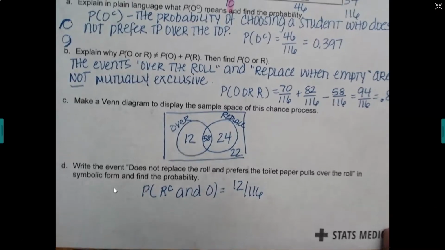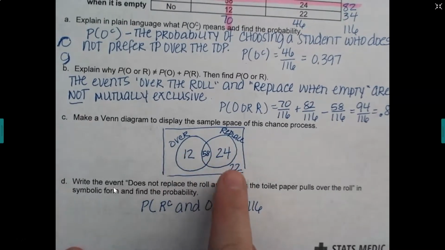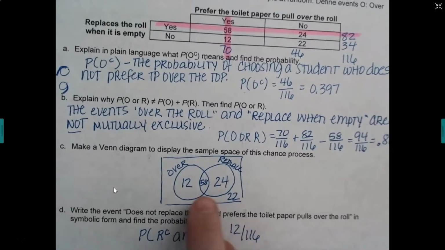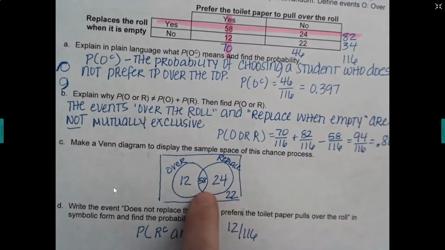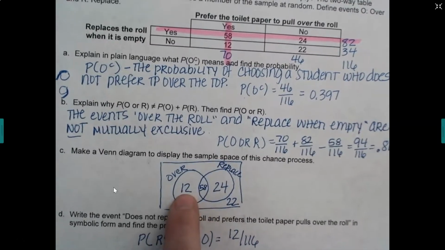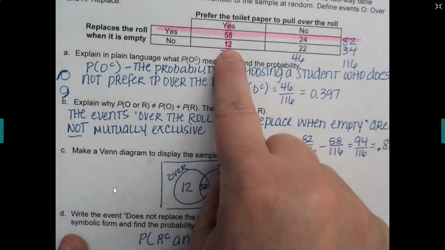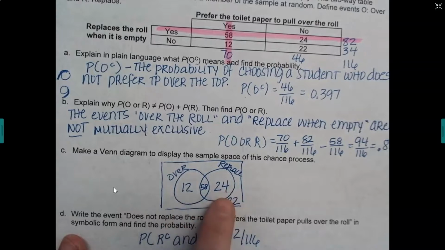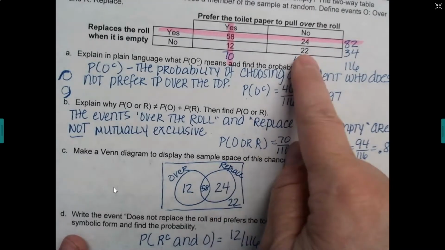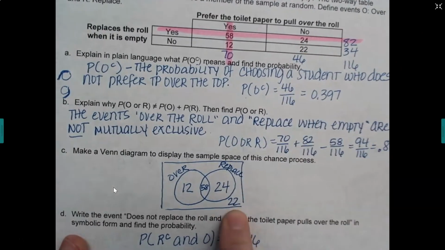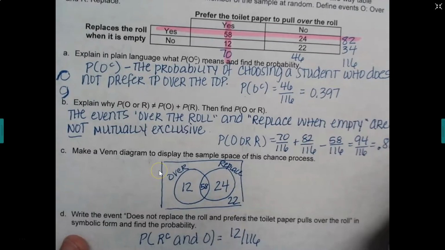All right, and then our Venn diagram, we had an over circle and a replace circle. So I like to start in the middle. That's the one that makes the most sense to me. Where they occur together, over and replace, is right there. That's 58 people. This is over only and no replace, so that's those 12 people. This is replace only and no over, so that's those 24 people. And these people don't do either of these, so they go out on our little placemat on the outside edge. So if I add these all up, I'll end up at my 116 students.